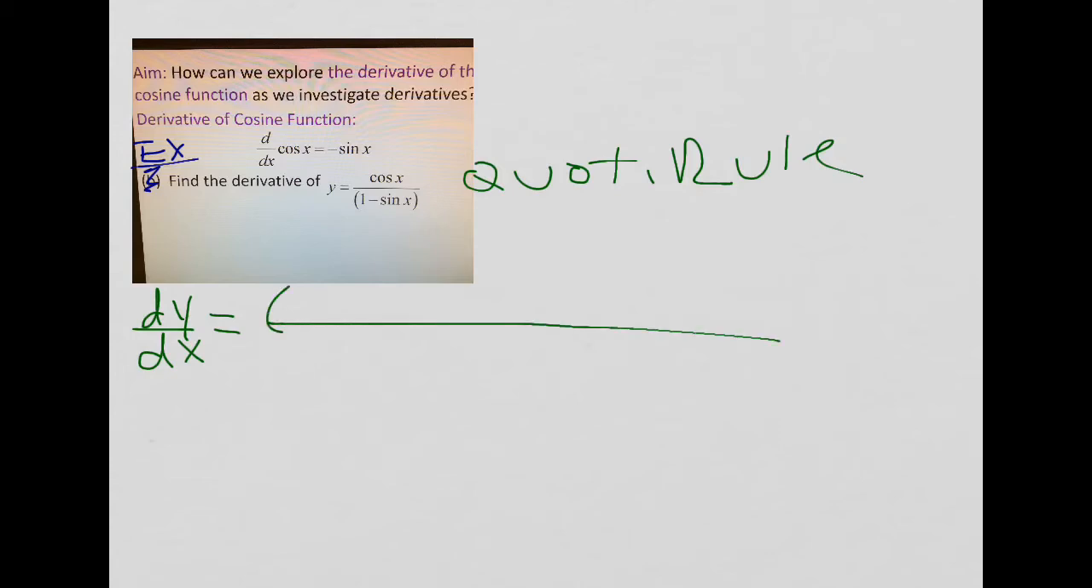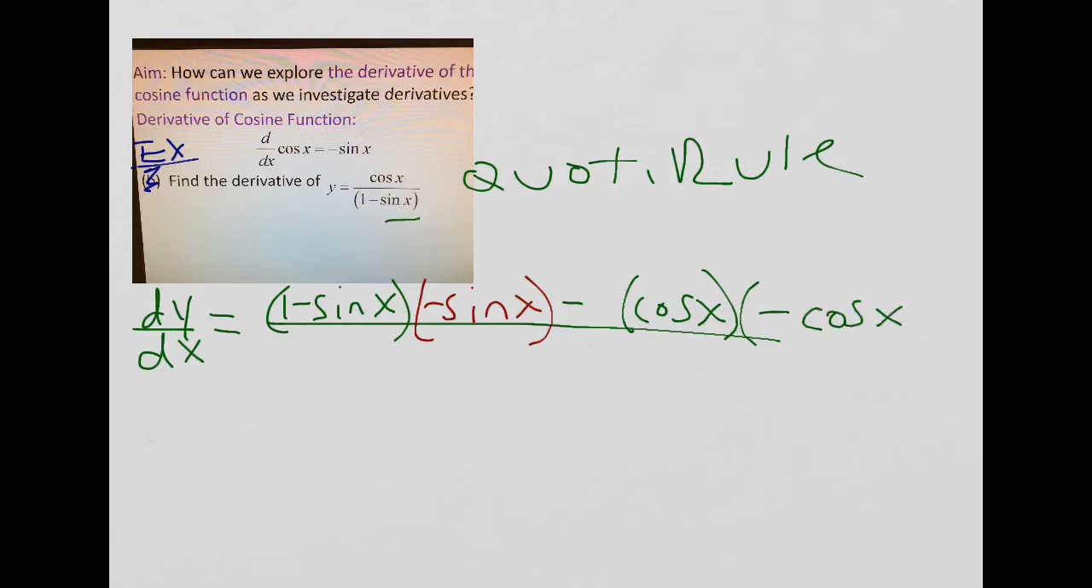So bottom, the derivative of the top, which we now know as negative sine of x, minus the top times the derivative of the bottom, which is going to be negative, and the derivative of sine is cosine of x. By the way, the derivative of 1 is 0, so we don't need to write that. Okay, so bottom derivative of the top minus top derivative of the bottom over the bottom squared.